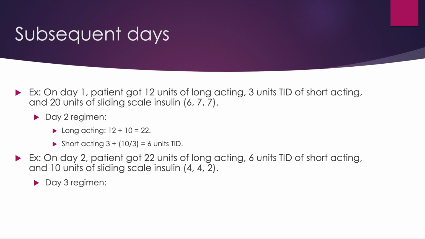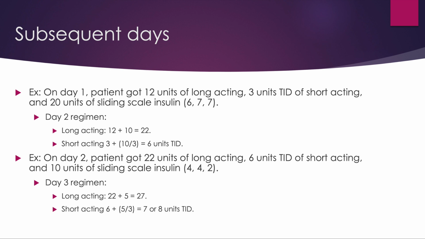So the way you're going to do it is that, again, of the 10 units of sliding scale, half of it you add on to the long-acting. So half of 10 is 5. You add 5 to the long-acting insulin, which was 22. 22 plus 5 gives you 27. So this night you're going to give the patient 27 units of long-acting insulin, could be glargine.